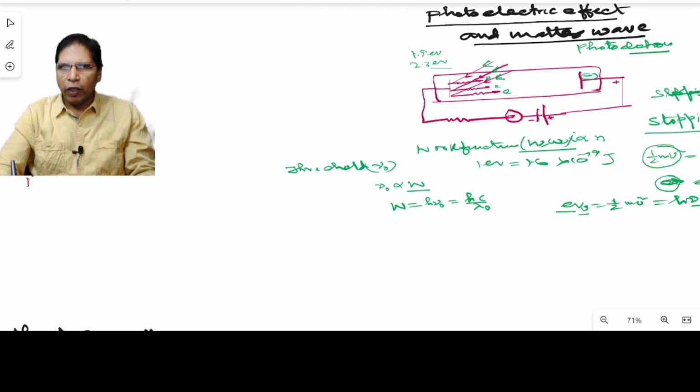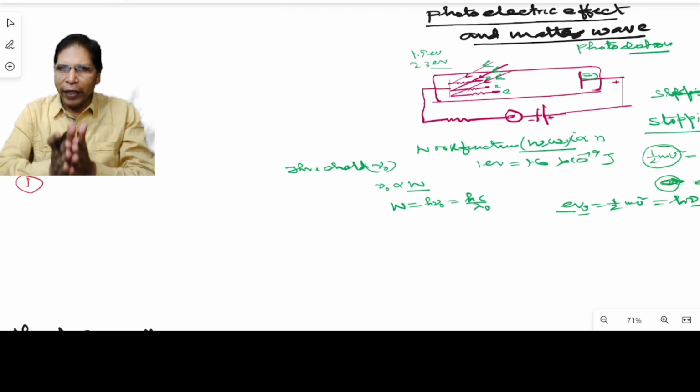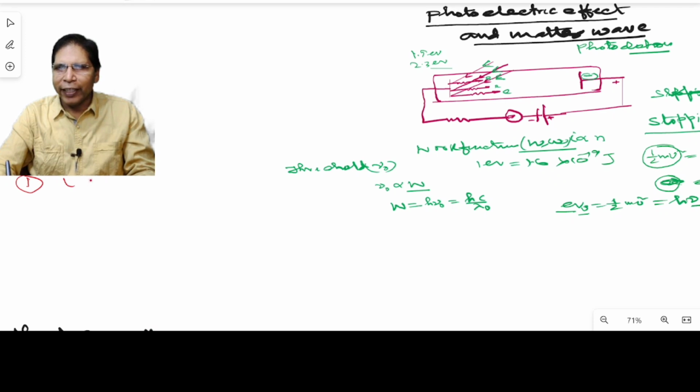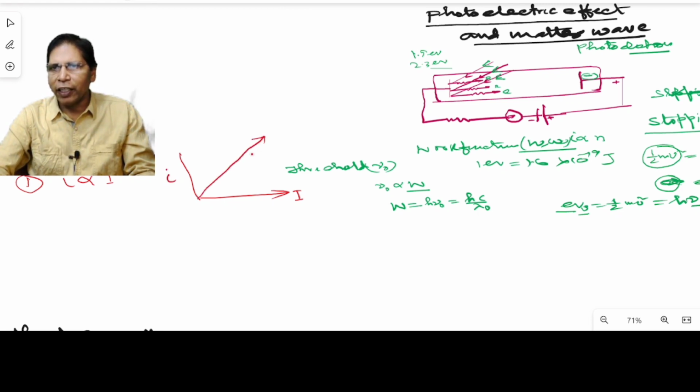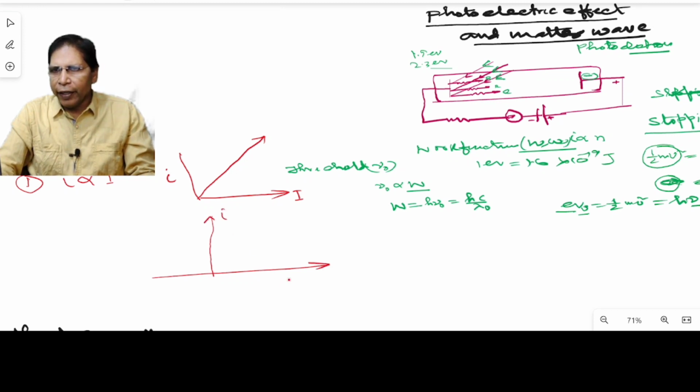Number 1. The number of photoelectrons emitted per second is directly proportional to the intensity of radiation. That is, photoelectric current is directly proportional to the intensity of radiation. If a graph is plotted between the intensity of radiation and photoelectric current I, this graph becomes a straight line. Now, if we draw a graph between potential V and photocurrent I, then the graph becomes like this.